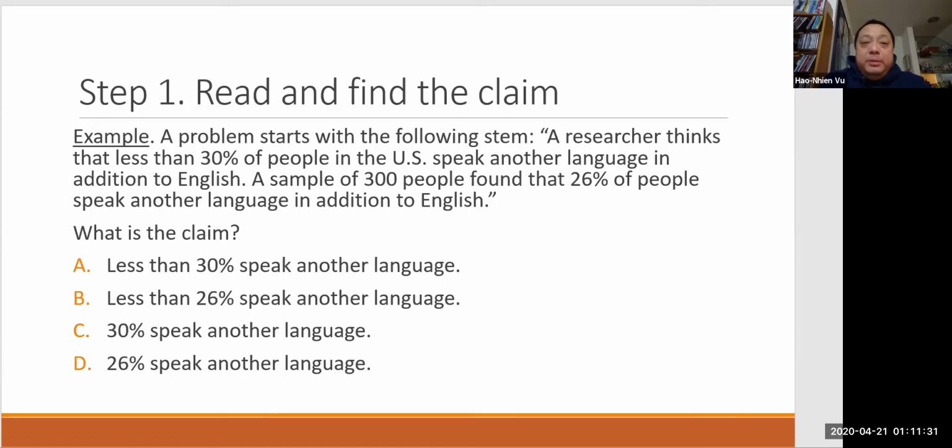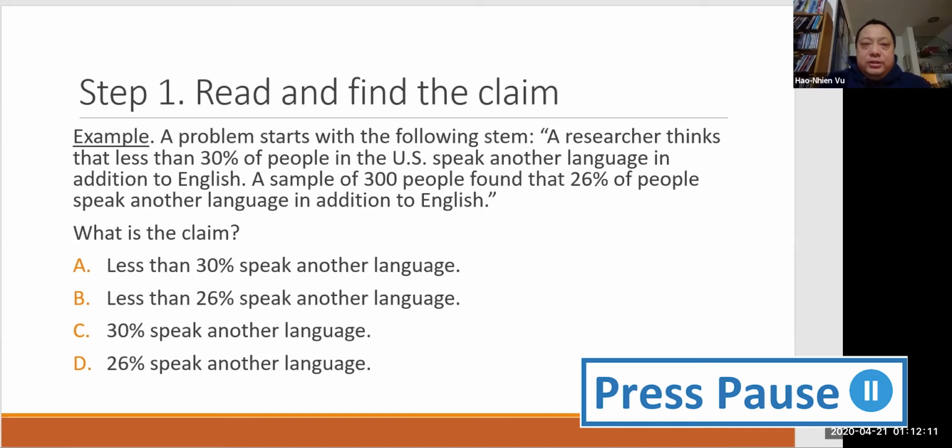Let's read this problem carefully and think about it. A problem starts with the following stem. A researcher thinks that less than 30% of people in the US speak another language in addition to English. A sample of 300 people found that 26% of people speak another language in addition to English. So where in this problem is the claim? Is it A, less than 30%, B, less than 26%, C, 30%, or D, 26%? Hit pause and answer it.